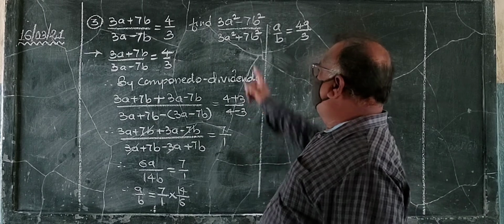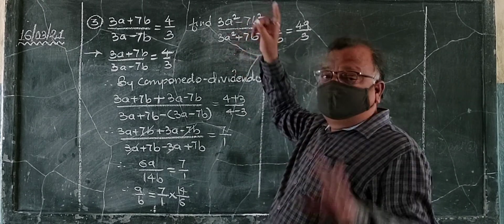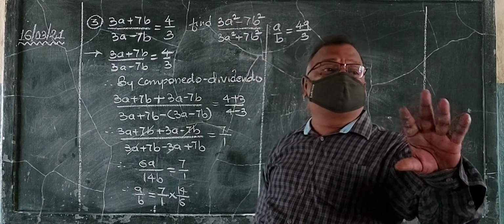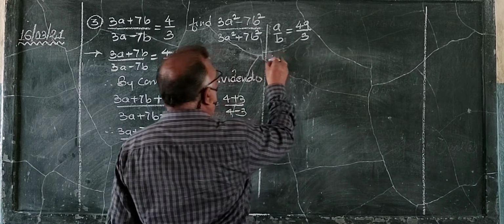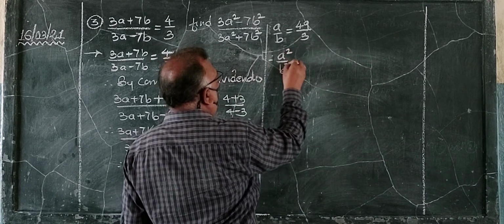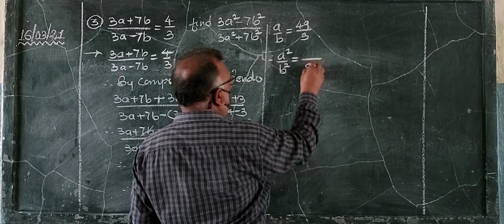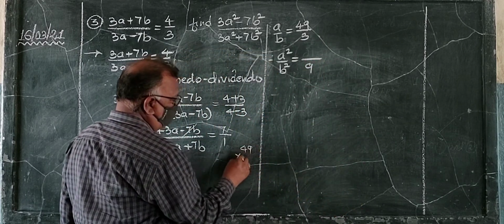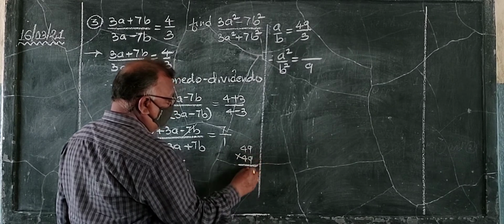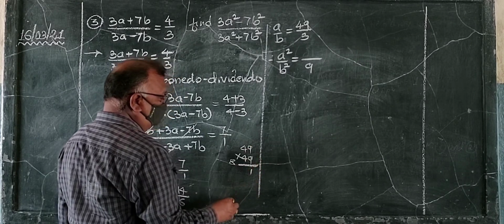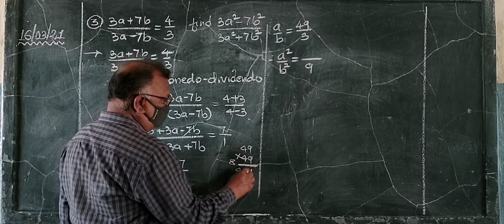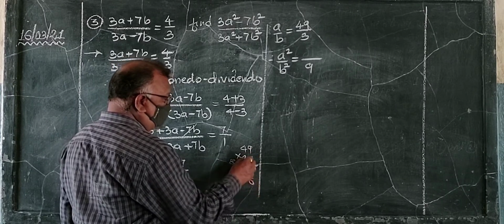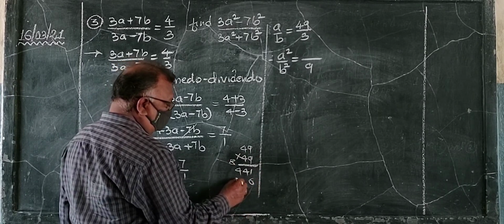And now we will find the value of this. First of all, what we will do? A square is there, so we will square on both the sides. a²/b² is equal to, 3 square is 9, and now 49 square we have to find. 9 nines are 81, and 9 fours are 36, 36 plus 8 is 44. 4 nines are 36, 4 fours are 16 plus 3 is 19.